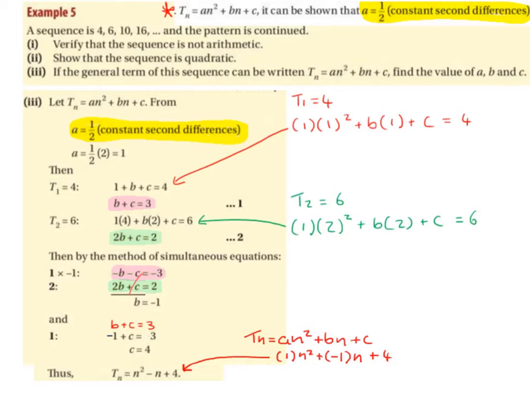So my general formula is Tn equals an squared plus bn plus c. I swap the a for 1, so 1 times n squared is just n squared. I swap the b for minus 1, so it's minus n. And I swap the c for 4, so it's plus 4. So the general term, or the formula, or the nth term of this sequence is Tn equals n squared minus n plus 4.